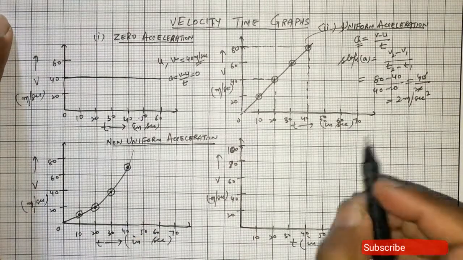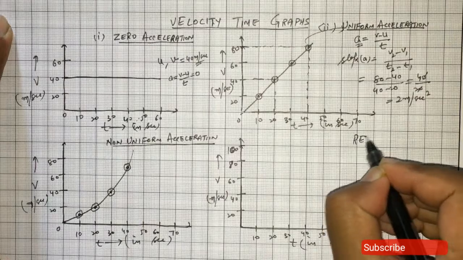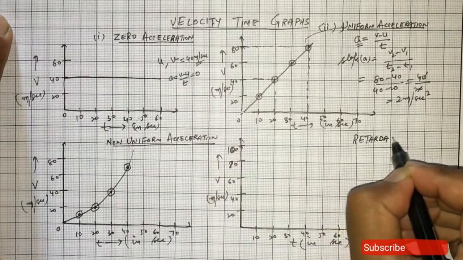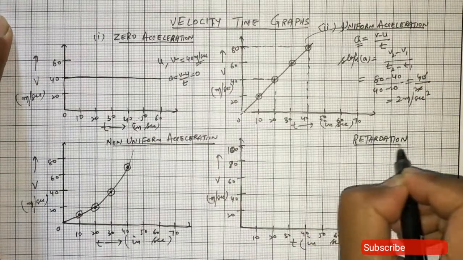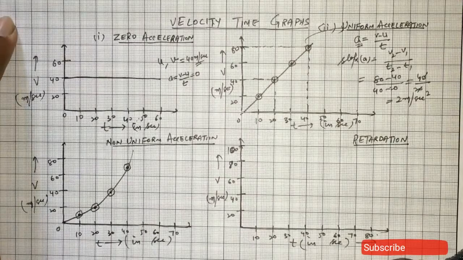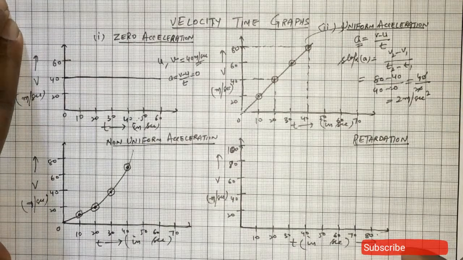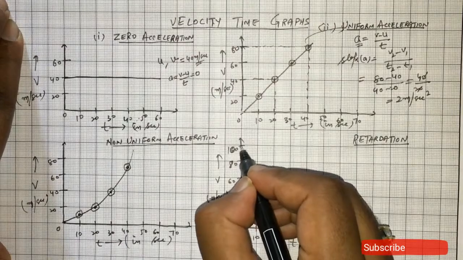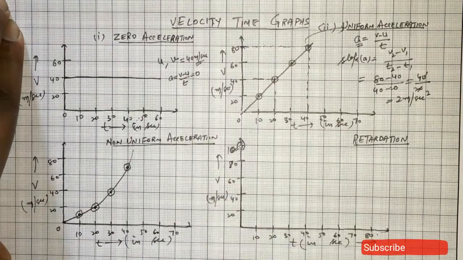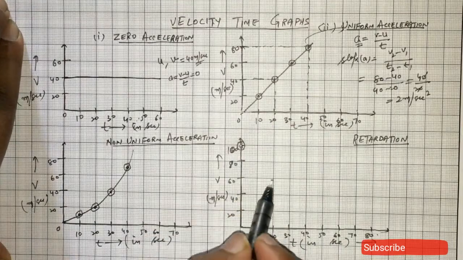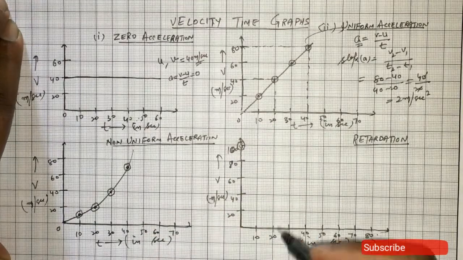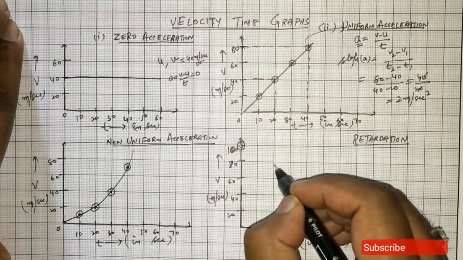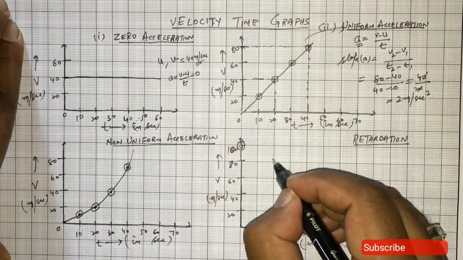Now last is retardation. Retardation means deceleration or negative acceleration. In this case, the velocity of the body decreases with time. Suppose the initial velocity of the body is 100 meter per second. With the passage of time, its velocity decreases, means in 20 seconds its velocity becomes 80.